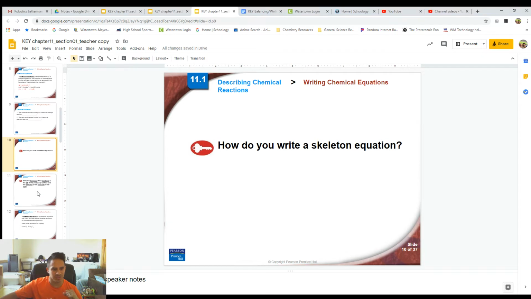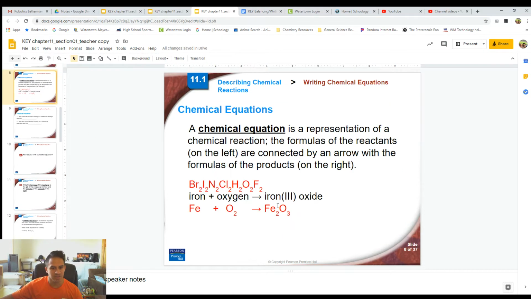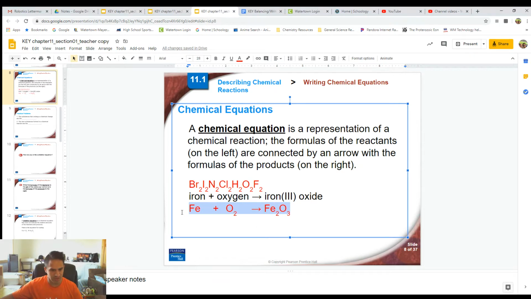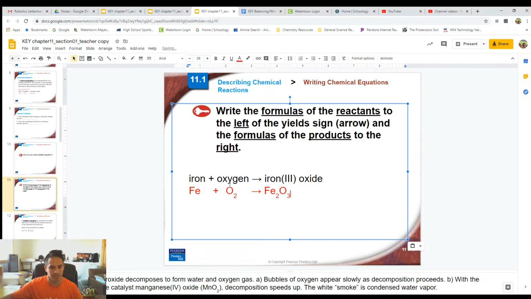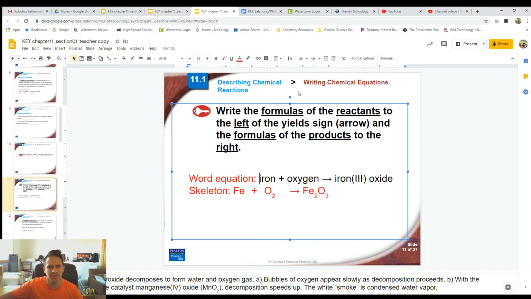So how do you write a skeleton equation? All right, so first off, what is a skeleton equation? This is very similar. This is exactly what we just did. We write the formulas of the reactants to the left. We have the yield or the arrow sign in the middle, and we have formulas of the products to the right. So this that I just wrote out here is a skeleton equation, okay? So this is a skeleton equation, and this one above is a word equation. Now you might be thinking, well, what's a skeleton equation? I thought this is just a chemical equation, right? What does that mean?